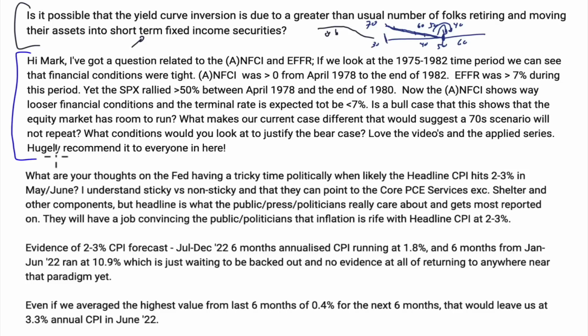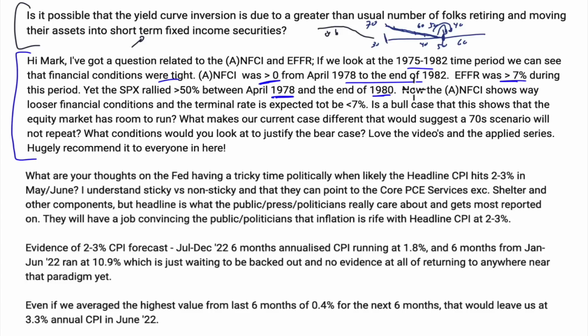Next question is here. I got a question related to the adjusted National Financial Conditions Index and the Fed funds rate. If we look at the 75 to 82 time period, we can see financial conditions were tight. Yes, they were. Greater than zero from 78 to 82. Effective funds rate greater than 7% during this period. Yet SPX rallied 50% between April 78 and the end of 1980.